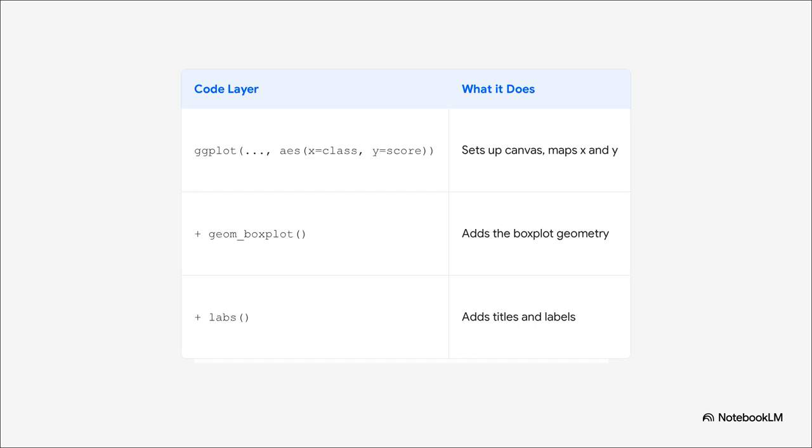For this box plot, our aesthetic mapping is a bit more complex. We're mapping class to the x-axis, score to the y-axis, and we're mapping class to the fill aesthetic. That's what's going to give each box a different color. Then we just swap out the geometry layer. Instead of geom_histogram, we use geom_boxplot. And just like that, we have an amazing side-by-side comparison of the scores for each class.